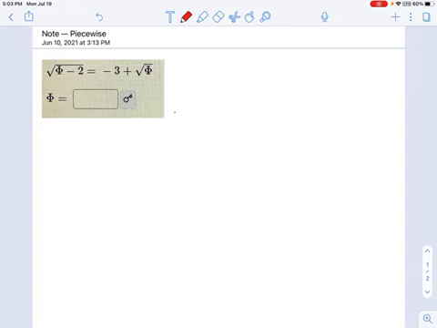Here's another radical equation, and you can see it's complicated because I have a square root with a radical over here, and I have another square root of a radical somewhere else in the equation. So when we think about our first step, remember that's always isolate the radical first. We have this question of which radical do we isolate? Do we isolate the square root of phi, or do we isolate the square root of phi minus 2?